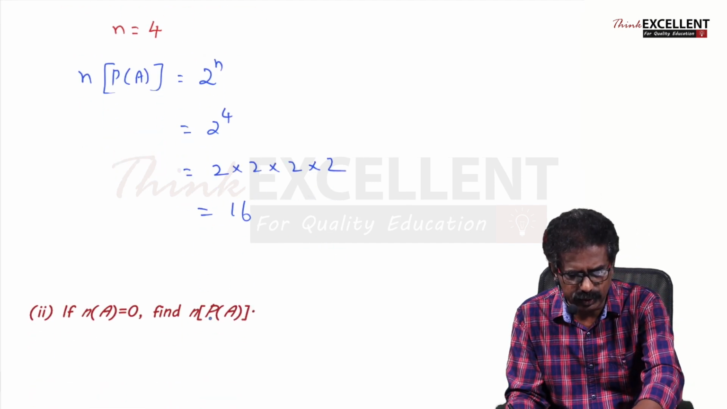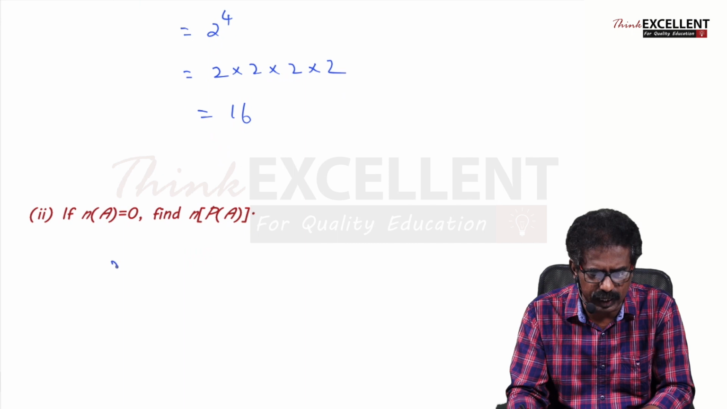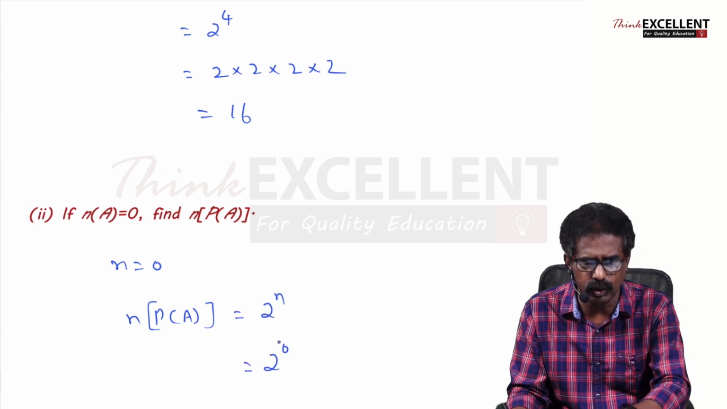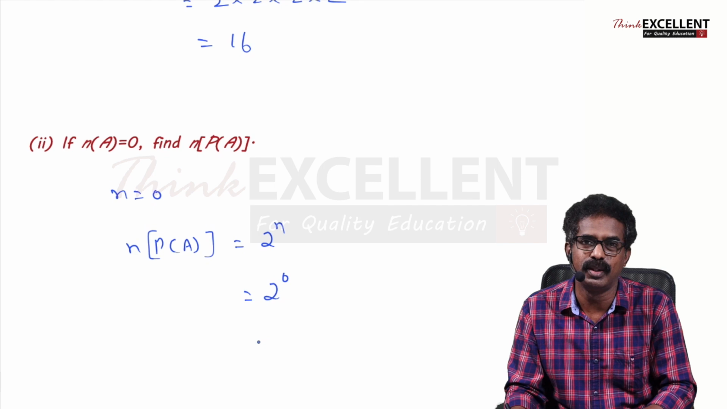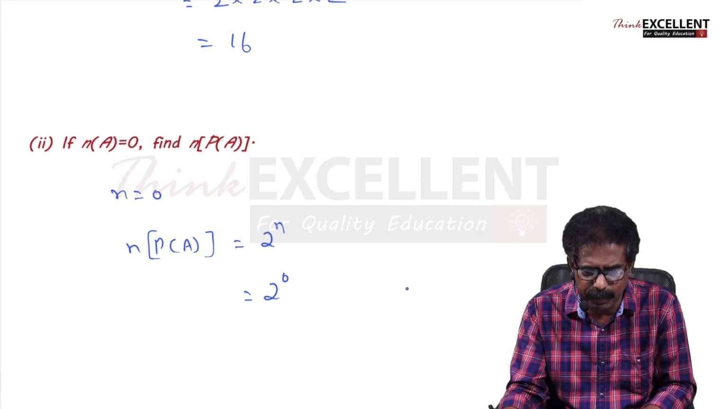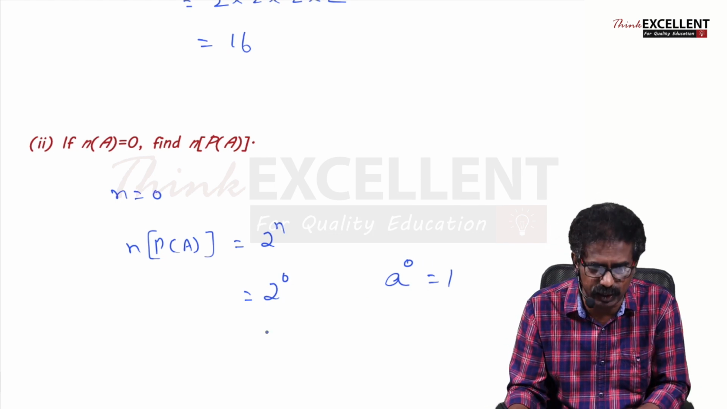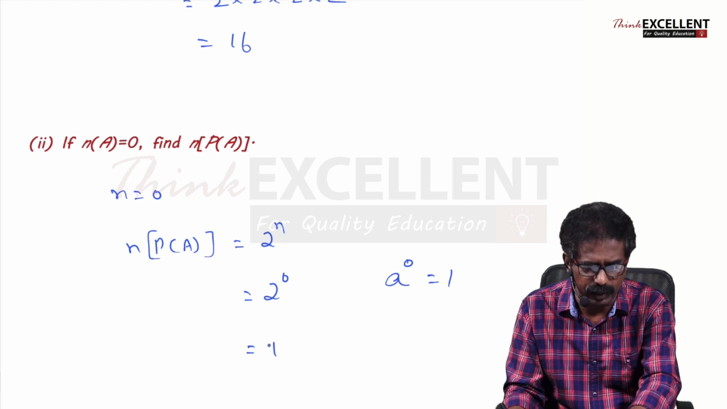So our answer is what? 16. Next you see n of A equal to 0. So n equal to 0. The question is n of P of A. The formula is 2 raised to n. That is 2 raised to 0. What is the value of 2 raised to 0? Any number raised to 0, the answer is 1. So 2 raised to 0 or 5 raised to 0 or 7 raised to 0, the answer is 1.